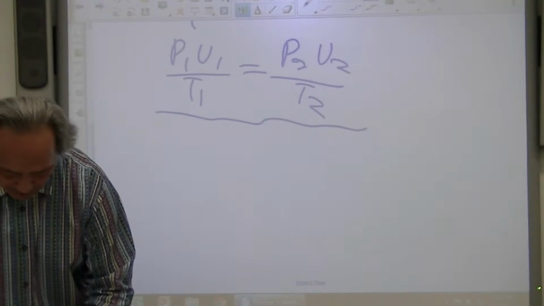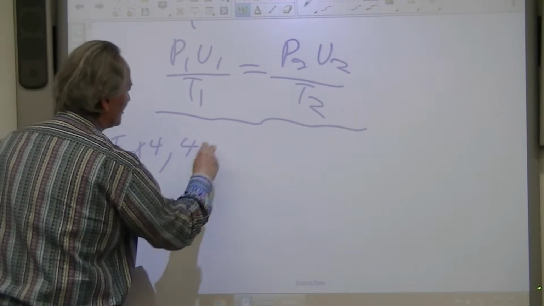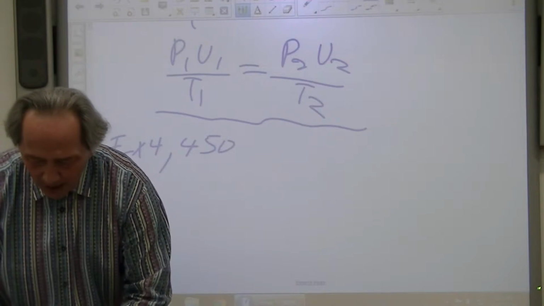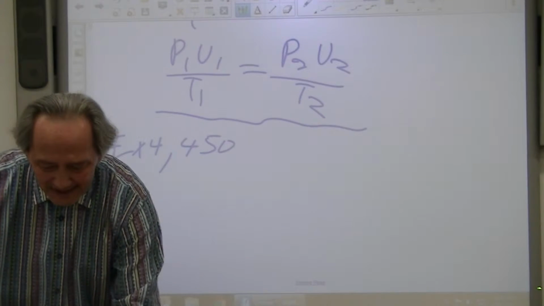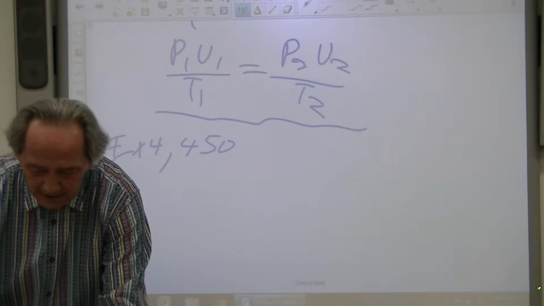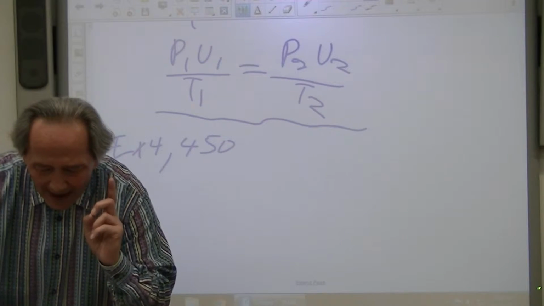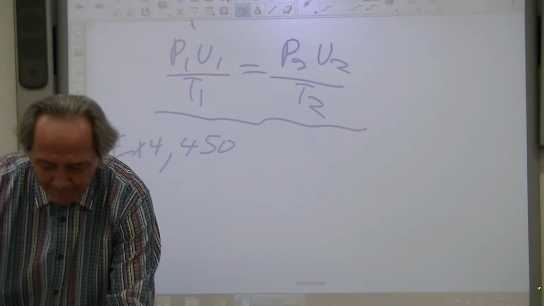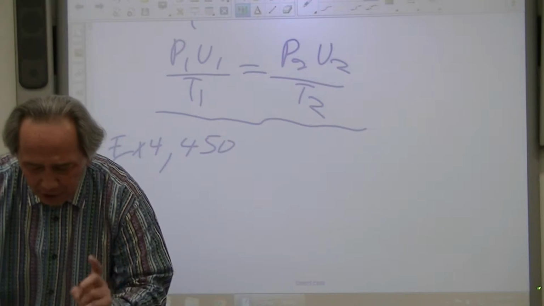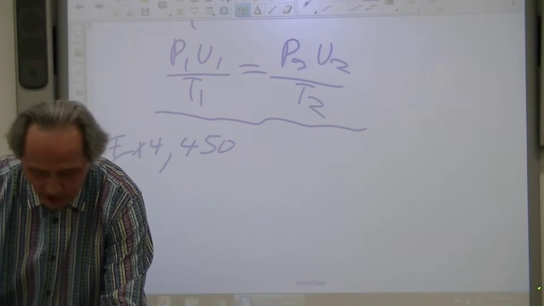Let's go ahead and work a problem on this. We're going to do example number 4, located on page 450. Let's read this. The problem states: a gas at 110 kilopascals, note we have a change in pressure units, kilopascals, and at 30 degrees Celsius fills a flexible container with an initial volume of 2.00 liters. If the temperature is raised to 80 degrees Celsius and the pressure increases to 440 kilopascals, what's the new volume?